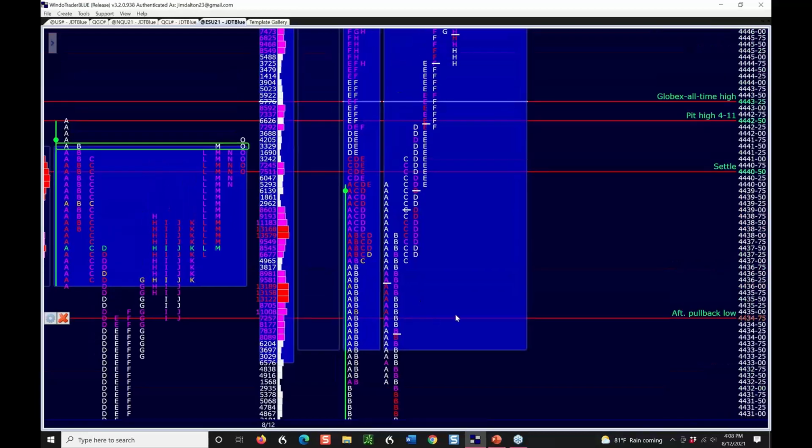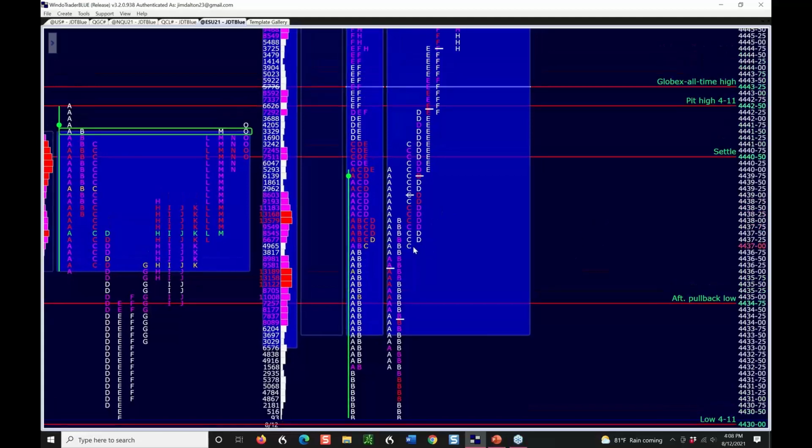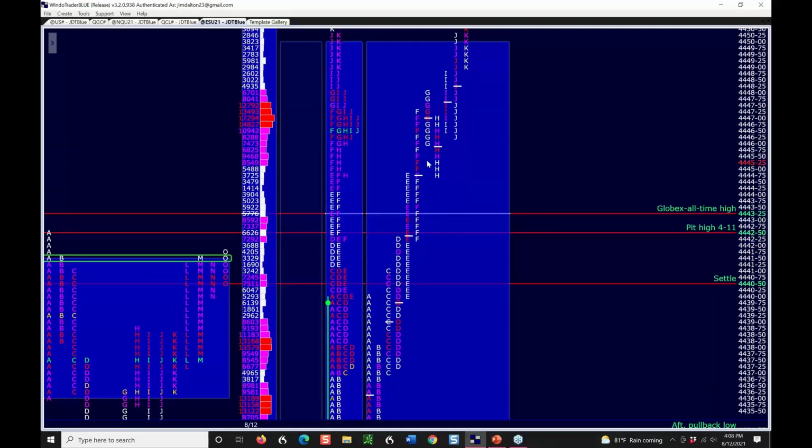Remember we talked about the importance of one time framing? C period did not take out the B period low. D period did not take out the C period low. If there was going to be any downside, it was probably right here. When D period couldn't take out C, it's gone. E period did not take out D period low. F did not take out D.